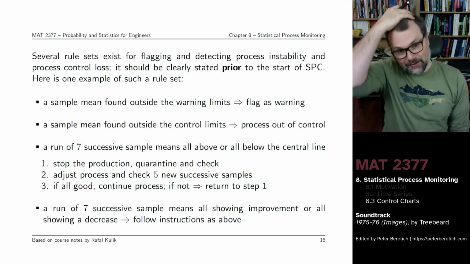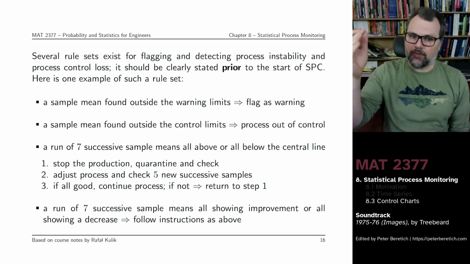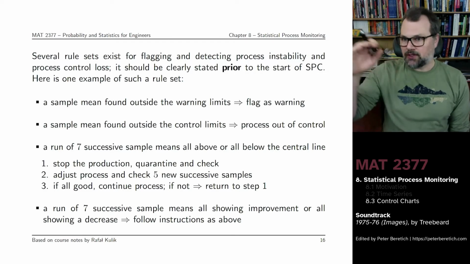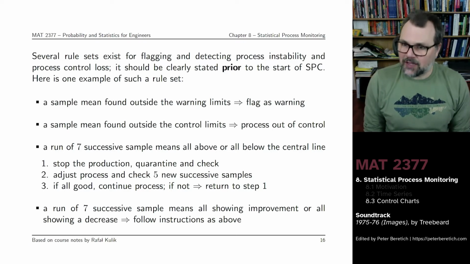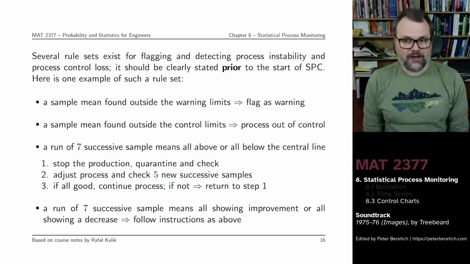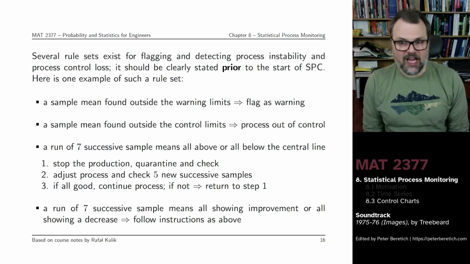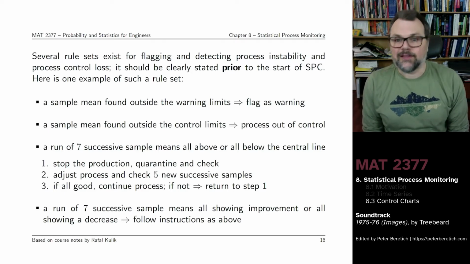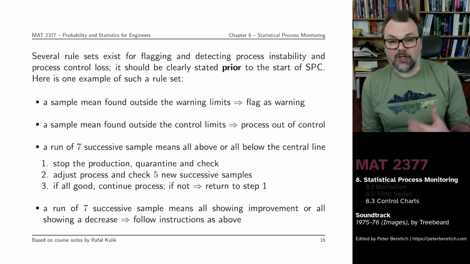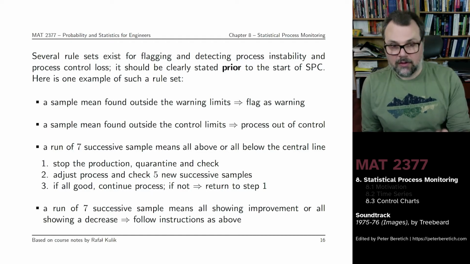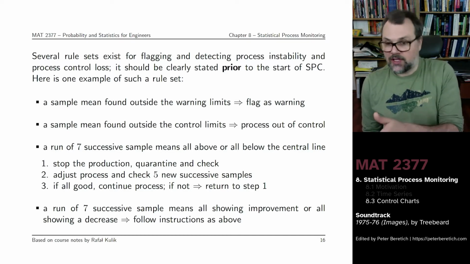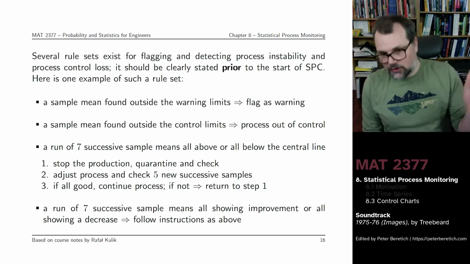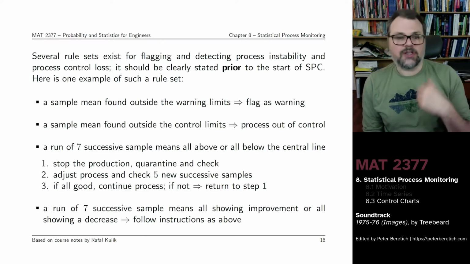You might decide that if you have 7 successive sample means that are all above the central line or all below the central line, you say, no, that's not supposed to happen. There's supposed to be some variation above and some variation below. It would be like flipping 7 heads in a row, say, or potentially it would be more like flipping 21 heads in a row. That's not supposed to happen. Stop the production, quarantine the process, check what might be happening. Adjust the process, and then you check new samples. If everything is good, you continue the process. If not, you return to step 1.